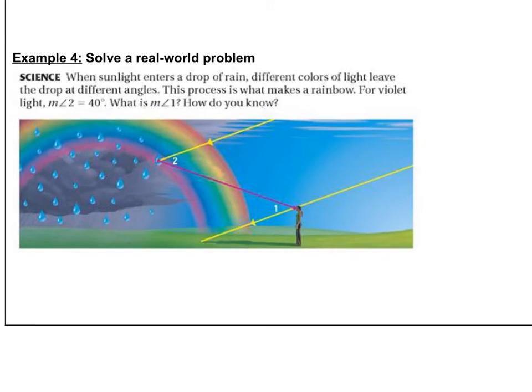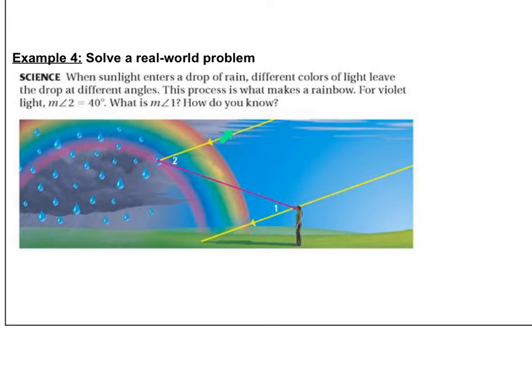And lastly, just to brighten up your day, a little real-world problem, easy for me to say, right? Talking about sunlight, drops of rain, and the rainbow. Okay, so if you can see here, when sunlight enters a drop of rain, different colors of light leave the drop at different angles. The process is what makes a rainbow. For violet light, if you remember your colors of the rainbow, the measure of angle 2 must equal 40 degrees. So if I'm looking at it, I have to look at it from a 40-degree angle. So we have to figure out what the measure of angle 1 is.